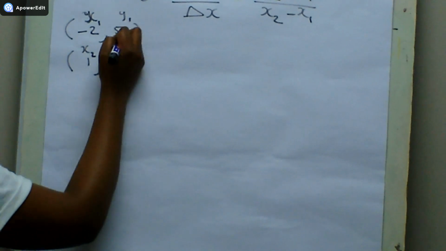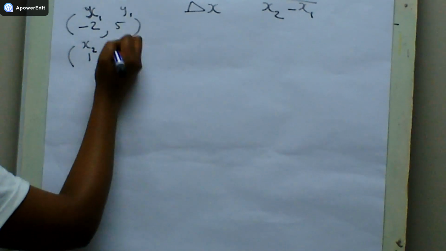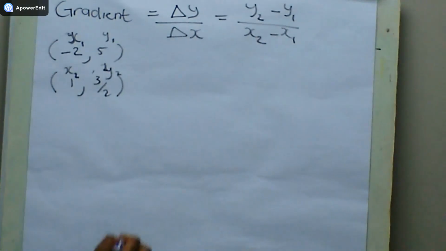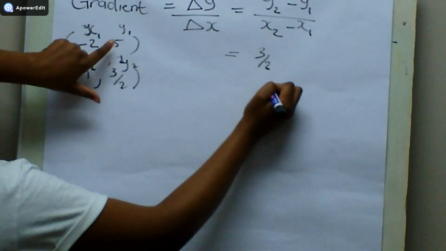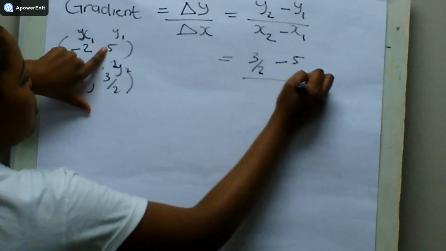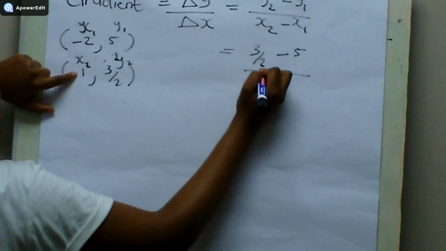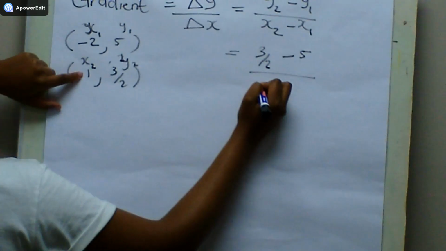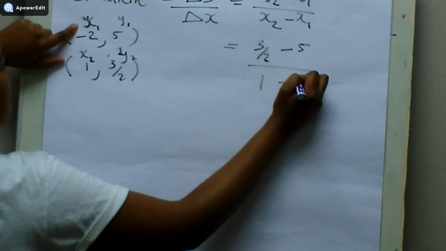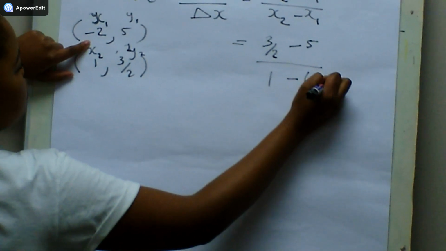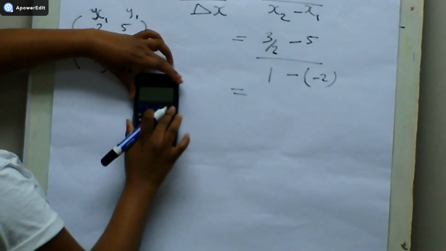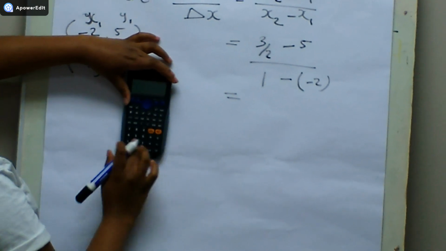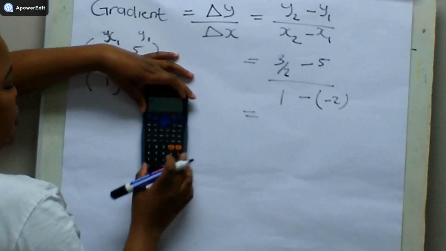As you can see, I'm labeling all my points so that I don't get lost. I first labeled that one as x1 and y1, x2 and y2. So now it's just a matter of substituting whatever you have. You just have to keep that consistent. If you chose that this point is 1, you just keep on substituting it as 1. So 3/2 minus 5 over 1 minus -2, because be very mindful of the signs, you guys. You can get the final answer wrong.